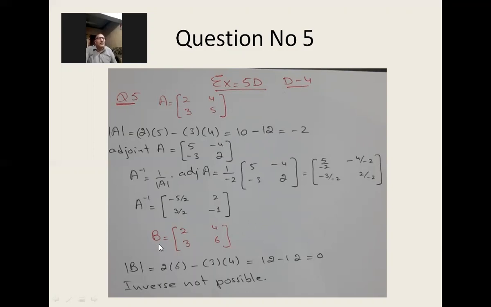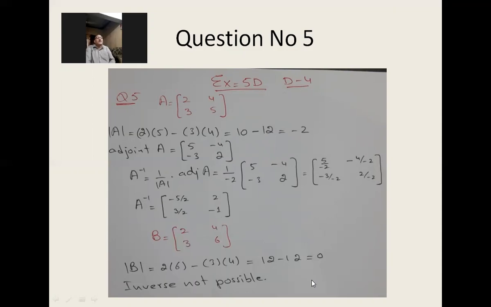Then we have the matrix B. Matrix B is 2, 4, 3, 6. So first of all, I will find its determinant. Along this diagonal, I will multiply these two members with each other. So 2 multiply 6, then this is the negative in the formula, then these two members will multiply. So you will have 3 multiply 4. So you get 12 minus 12, and that is 0.